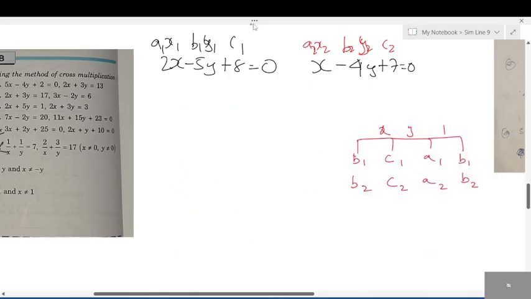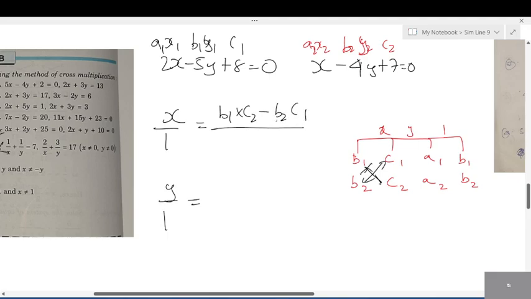Now tell me the value of x, students. The formula for this, x divided by 1, y divided by 1. That's it. Tell me for x, what's the formula? Just multiply these two. B1 into C2 minus C1. Take a note of this, complete this question and send me. This is the homework for today.